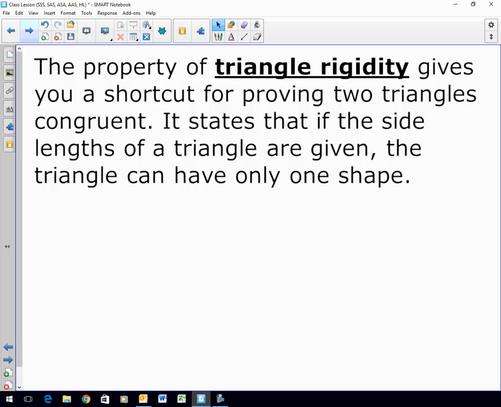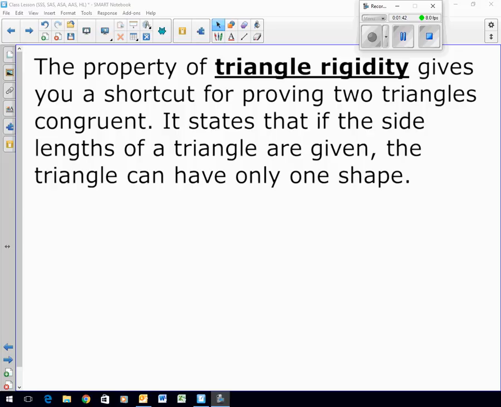This property says that if the side lengths of a triangle are given, the triangle can only have one shape. So think about it. If I give you the sides 10, 15, and 20, that's the only shape you can make with a triangle, correct? One side's 10, one side's 15, one side's 20. That's what triangle rigidity means. It's a rigid triangle. It does not change. It is different than a variable, for example, in an algebra problem.